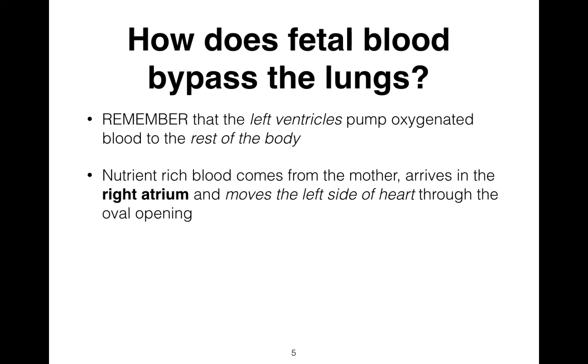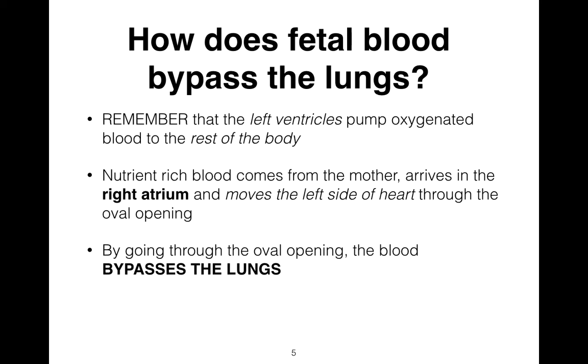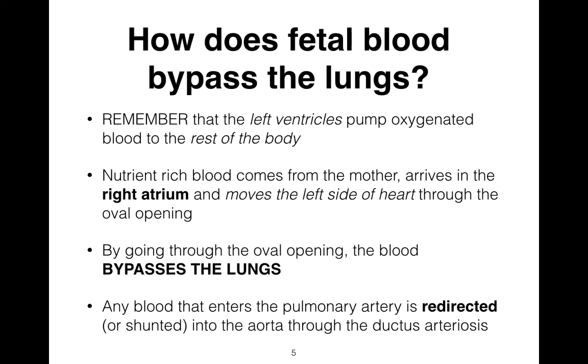So it arrives in the right atrium, and instead of going through the pulmonary circuit, or the lungs, it has to just move to the left side so that it can be pumped to the rest of the body. So by going through the oval opening, the blood bypasses the lungs. Any blood that enters the pulmonary artery is redirected or shunted to the aorta through what's called the ductus arteriosus or the arterial duct.